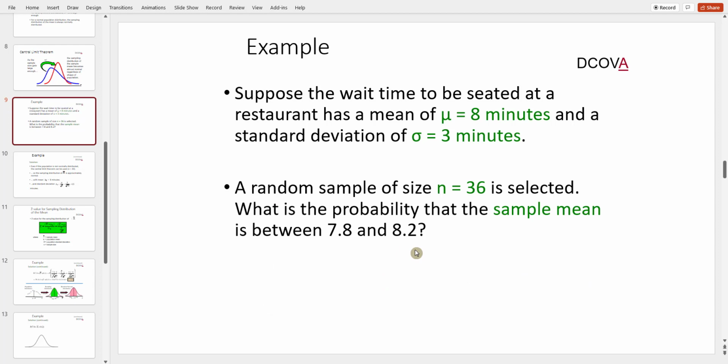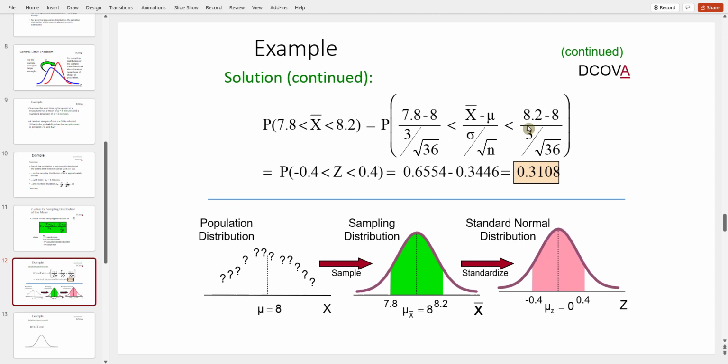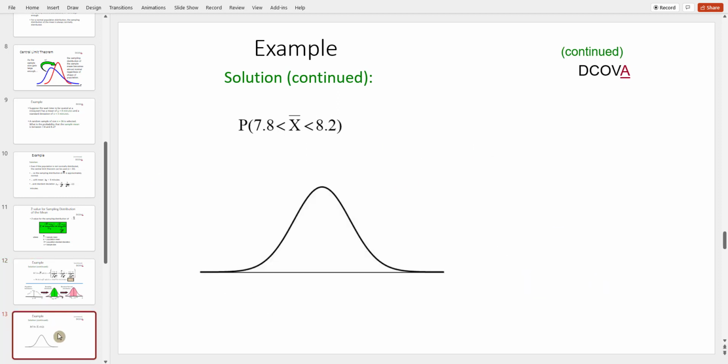Okay, so that was the question. What is the probability that the sample mean is between 7.8 and 8.2? You can go ahead and standardize your values. As you can see, you get z is between negative 0.4 and positive 0.4. Then you will go to your table, find that probability, and get the answer. But I'm going to use technology.